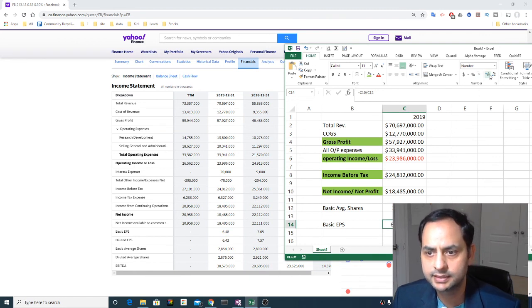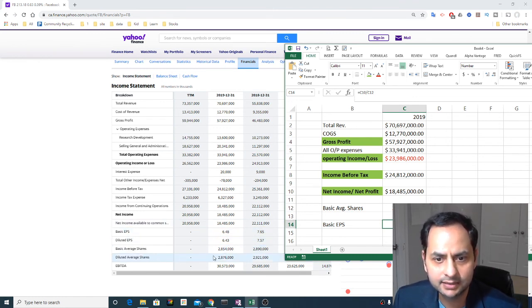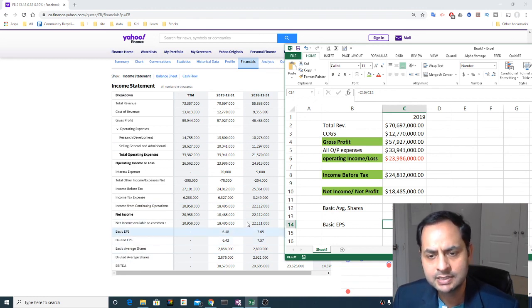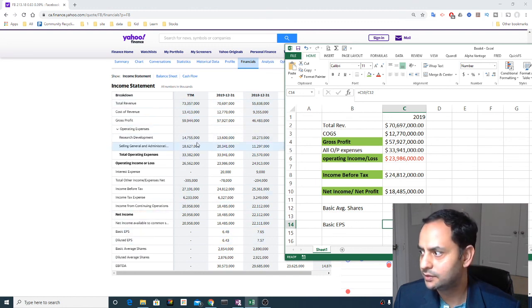I think it's just the rounding. If I take the rounding out, you see it's 6.48 because it's showing in 2 digits. If they show multiple digits, then it matches exactly. Similarly for the diluted, I'll take the diluted share and divide, and it will give me this as well. Okay, so that's pretty much the income statement which we have seen today.